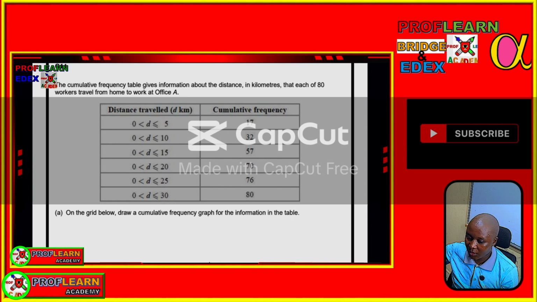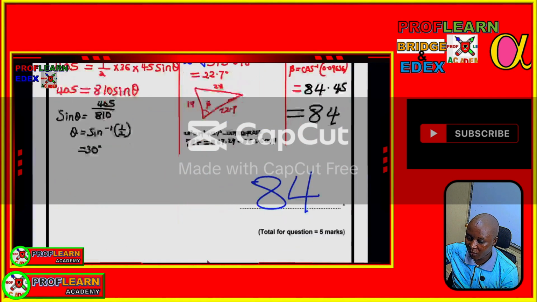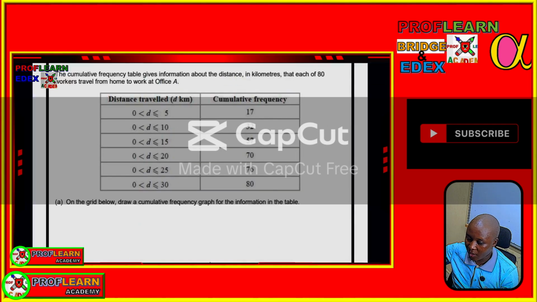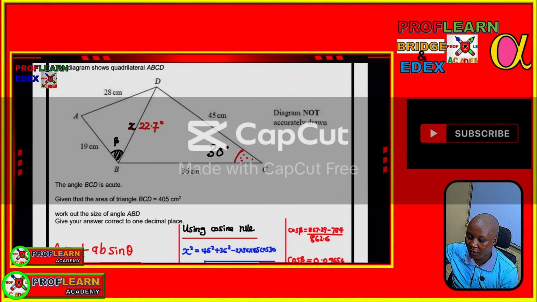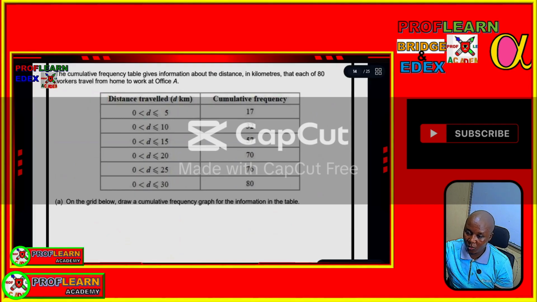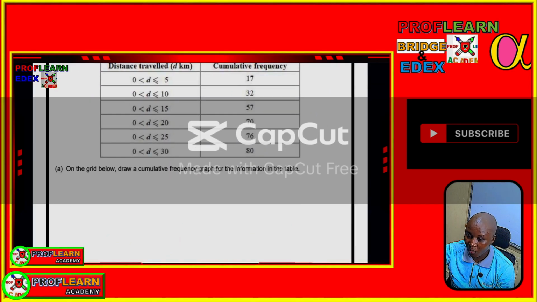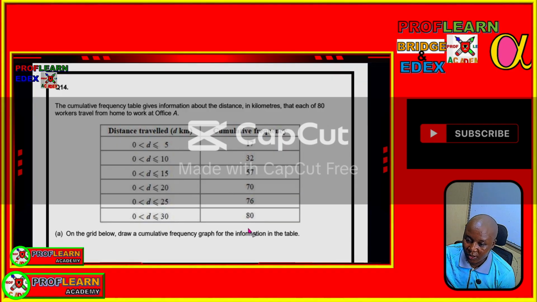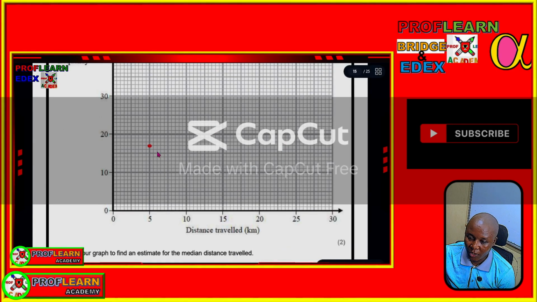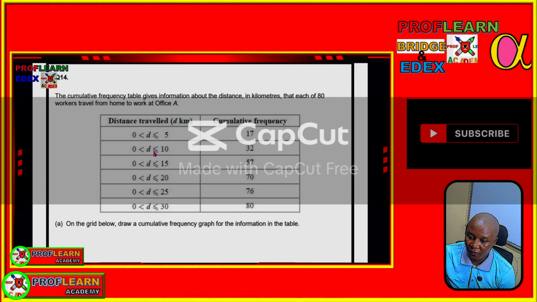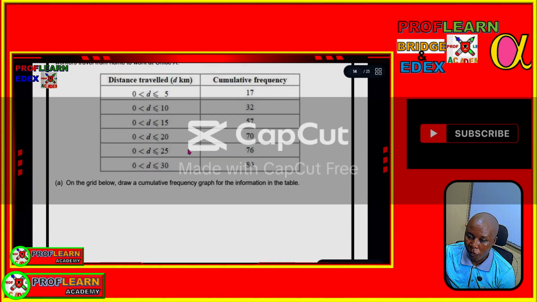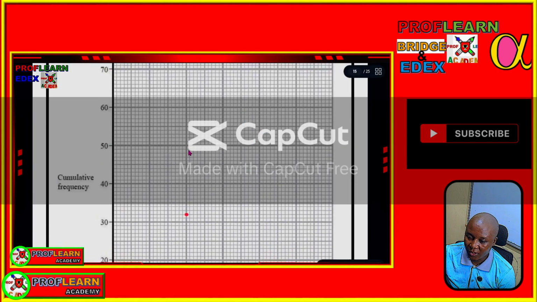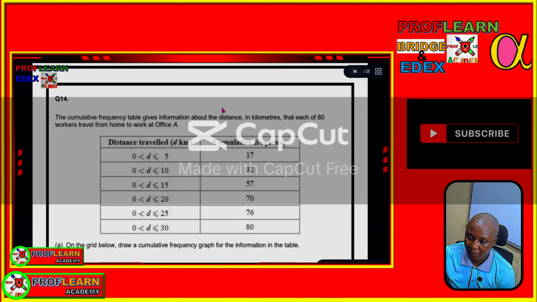Moving further to the next part. So in order to draw the ogive curve, you can see we are provided with the cumulative frequency. So we are not going to sum the frequency to get the cumulative frequency. Our work is just to plot. So the first point is 5, we move up to 17. And then at 10, we move up to 32. At 15, we move up to 57.